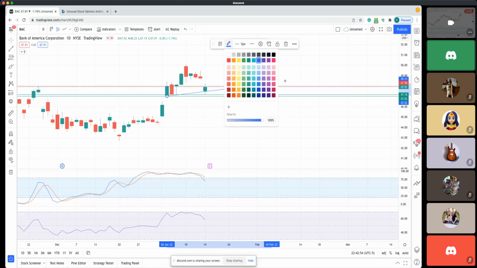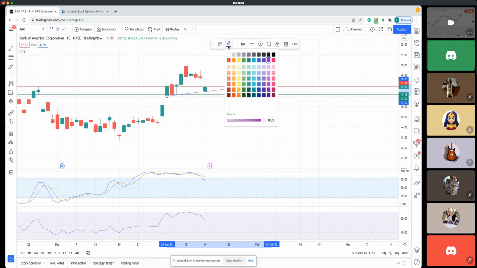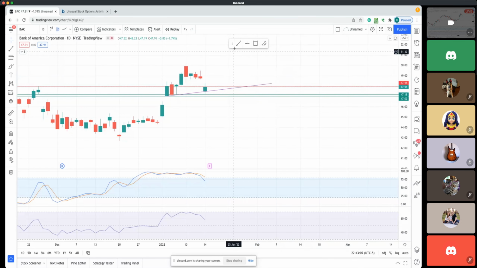Let's change that color. Financials are hot right now too. Yeah, so we'll do purple. Alright, that's there.